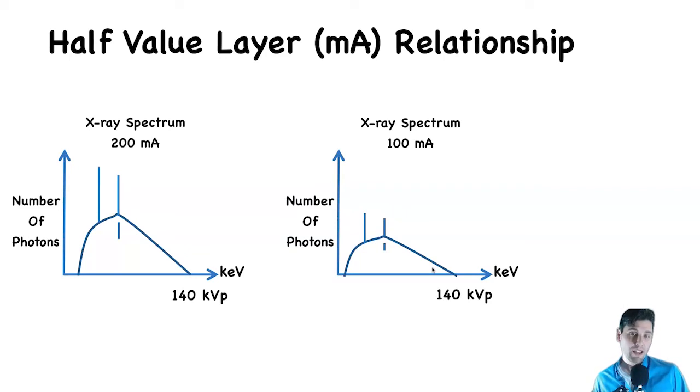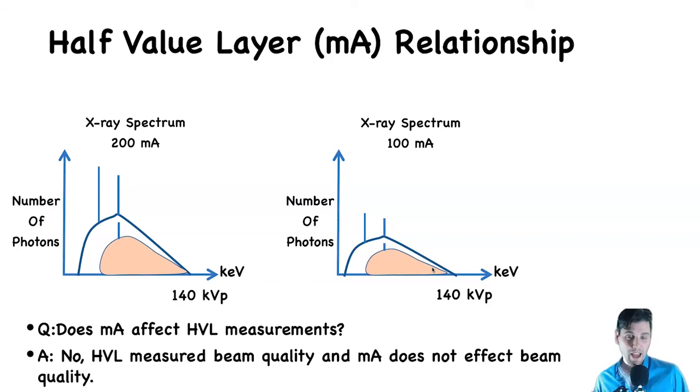So half value layer relationship with mA. We should know this because we talked about earlier the fact we know the beam quality doesn't depend on mA. So the half value layer shouldn't have a dependence on mA either. The idea is that the half value layer will be conserved after the mA is changed, because the shape of those spectra is staying the same. So half value layer is not affected by a change in mA because it is a surrogate measure of the beam quality.